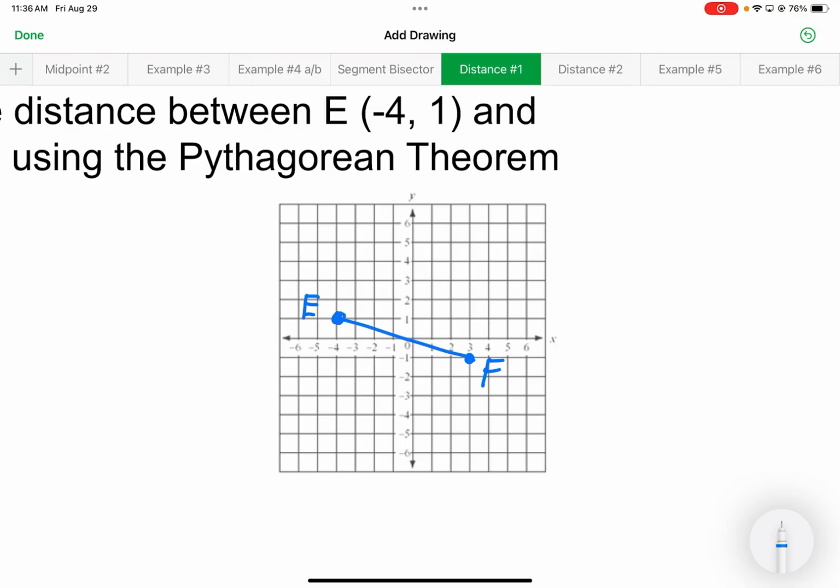Okay, so I need to find the distance between E and F. How the heck am I going to use Pythagorean theorem to do that? I don't see a triangle anywhere.